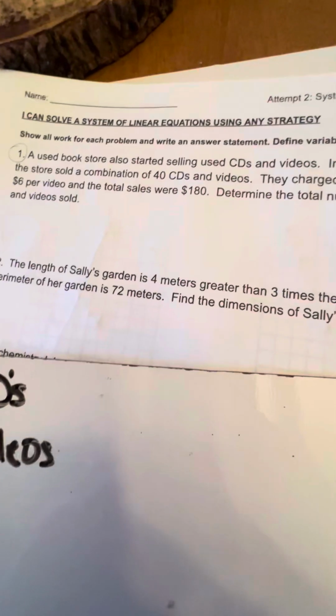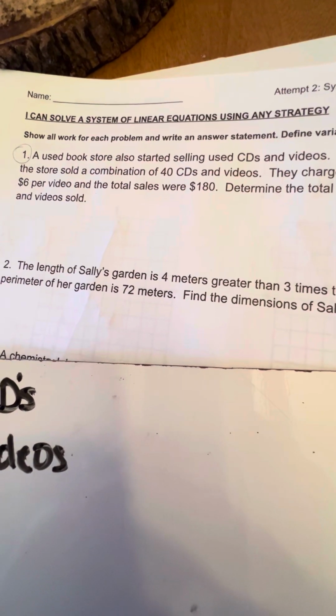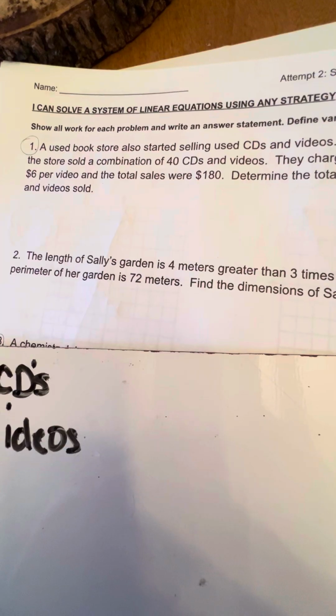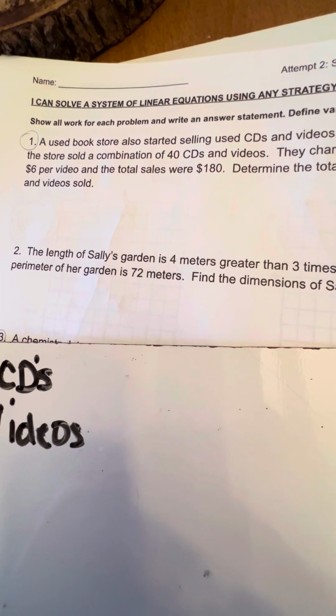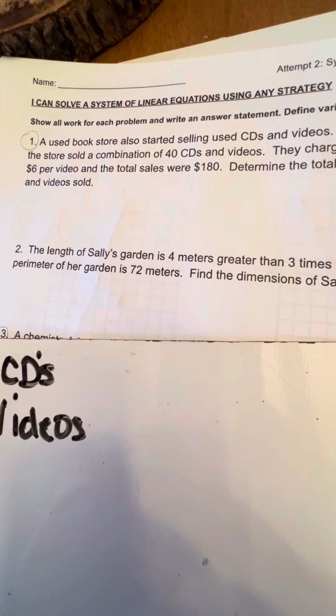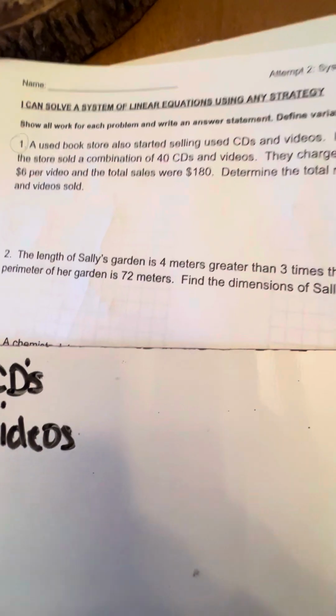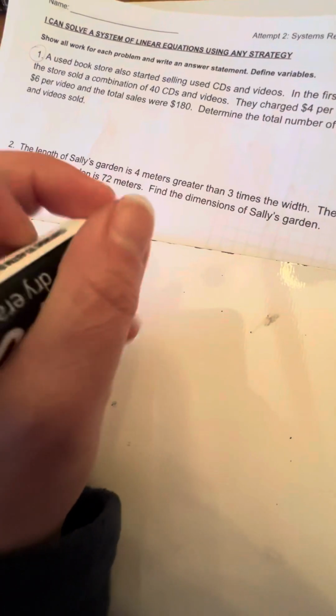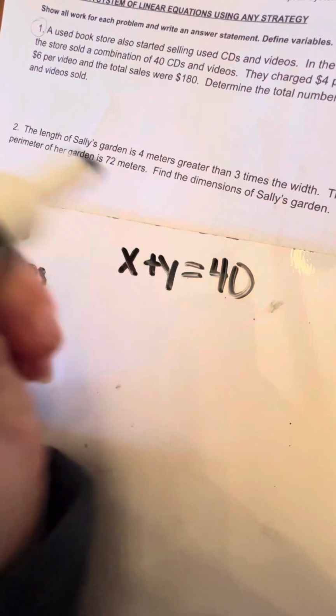Number one, we know how many they sold. We also know how much money they made. So we need to write two separate equations for each of these. One is going to be the number of them that were sold. So there were a total of 40 of them combined that were sold. So we'll do X plus Y. We'll just do the easy one first, which equals 40.